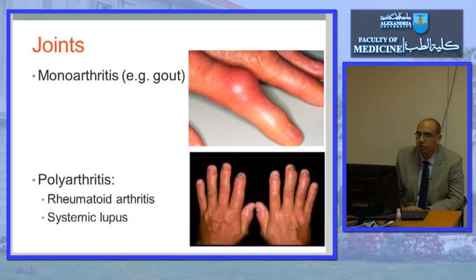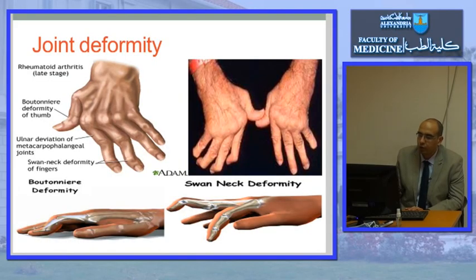We should also comment on joints. If there is arthralgia, which is pain in the joint, or arthritis, which is inflammation of the joint. And how to differentiate between arthralgia and arthritis? In arthritis, we will find signs of inflammation, including redness and hotness. Joints, we should comment if it is a single joint, it's called monoarthritis, as in cases of gout, or it is polyarthritis when more than 4 joints are inflamed, as in cases of rheumatoid arthritis and systemic lupus. We should also comment if there is deformity in the joints or not.